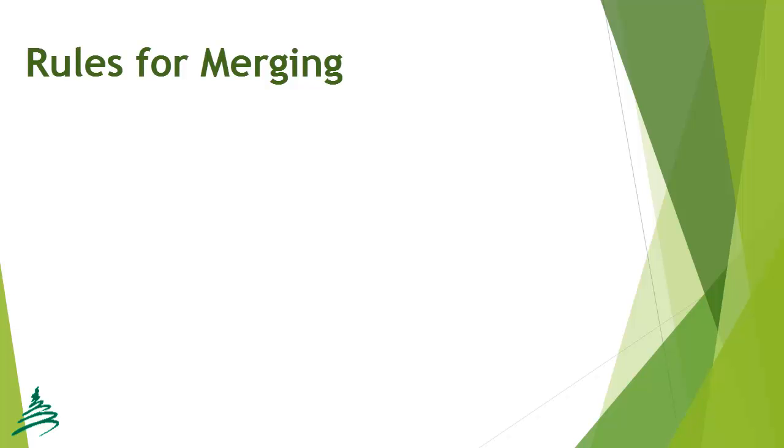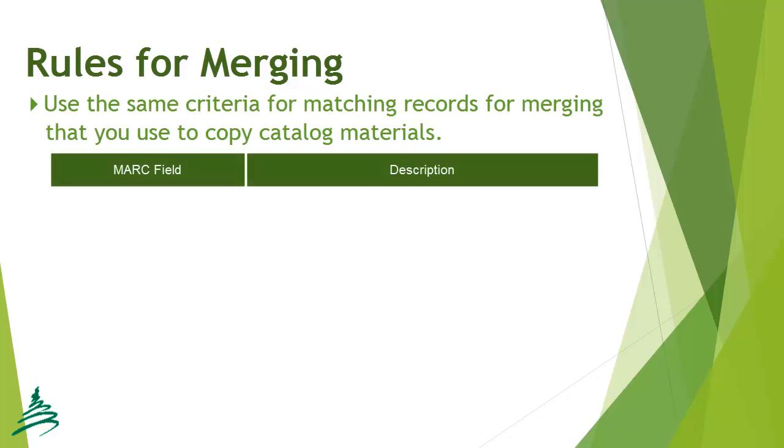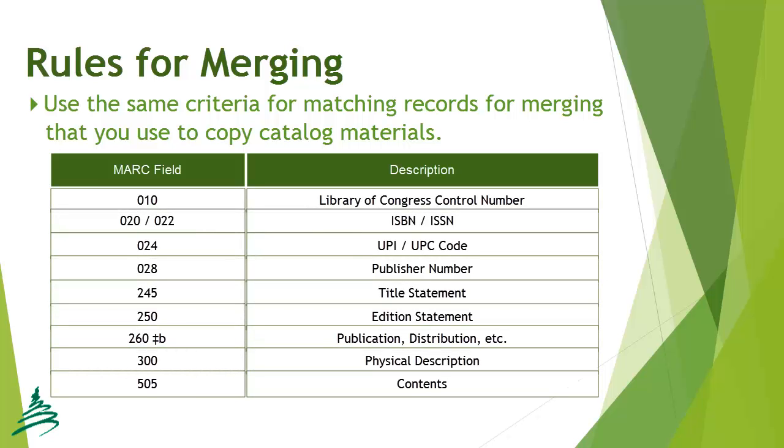Some of the rules you want to keep in mind: we will use the same criteria for matching records to be merged that you would use to copy catalog an item. So if these fields are present in the records, they must match. So of course we have the LC control number, the ISBN, the 024, 028, title, edition statement, publication or distribution, physical description, and contents.